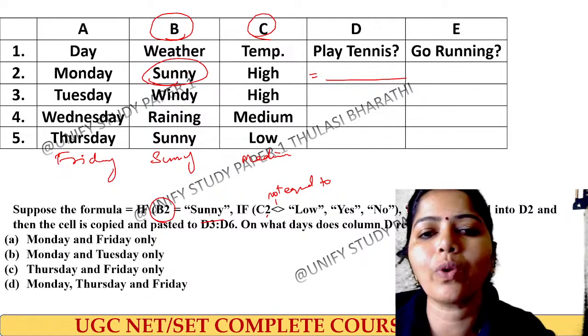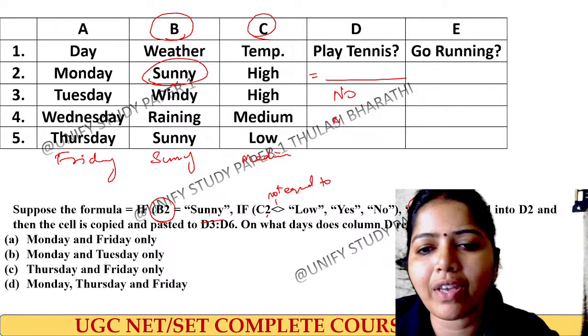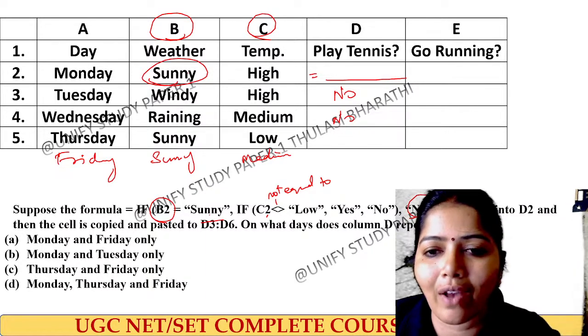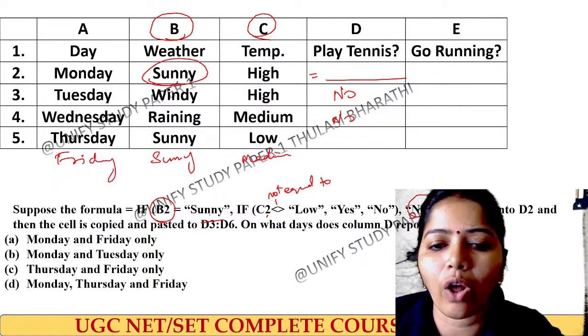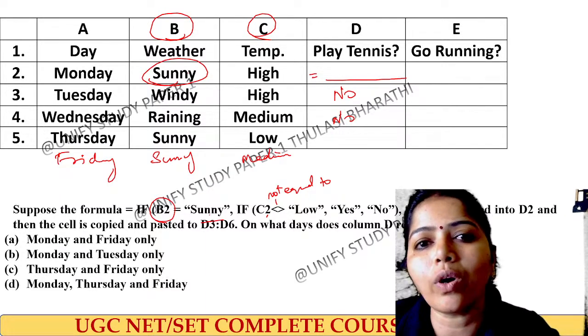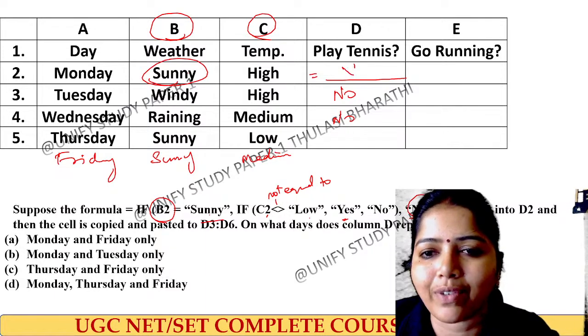Okay. So what will come here? Here we will be giving no. Why? Because B2, this value is not sunny. So I have given no over here. And now I go to the second condition, C2. If it is not equal to low, then type yes. Yes, it is not equal to low. So I have typed yes.